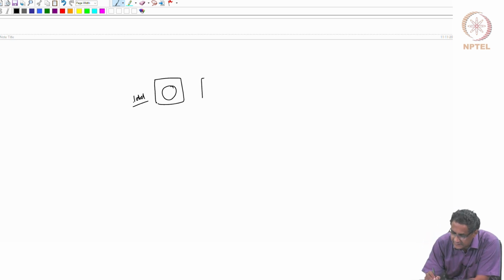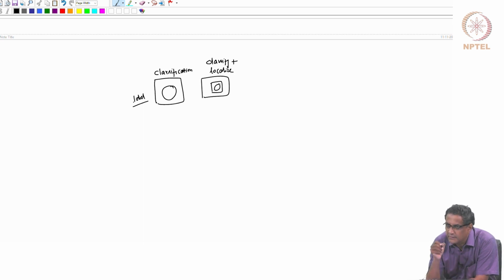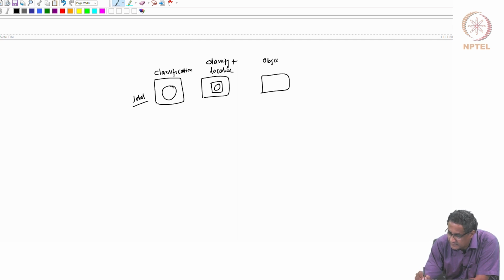So this is a classification problem. The next level you can escalate to is classify plus localize, which basically means you also have to put a bounding box around the object of interest. Then the next thing you might ask for is what is called object detection.